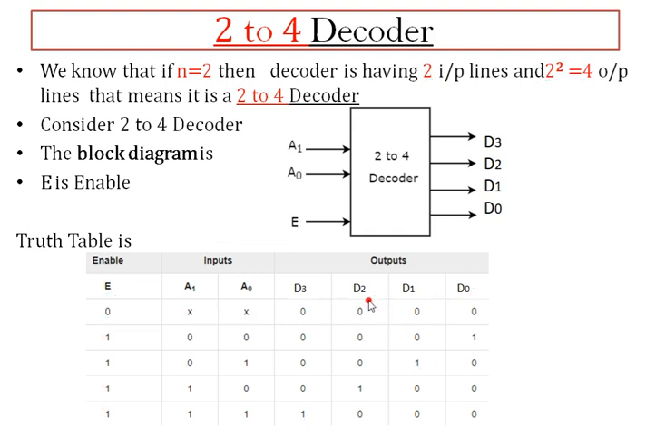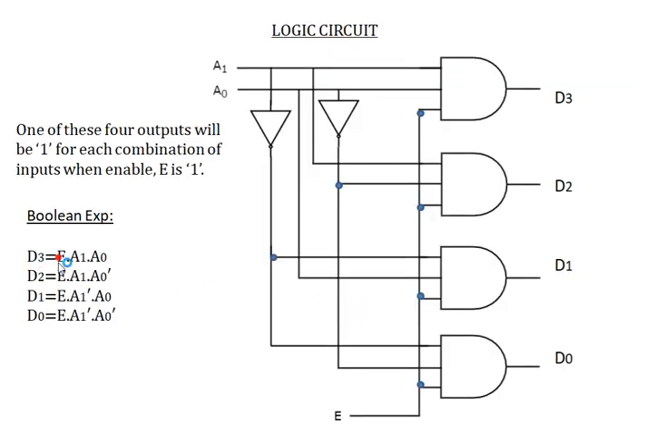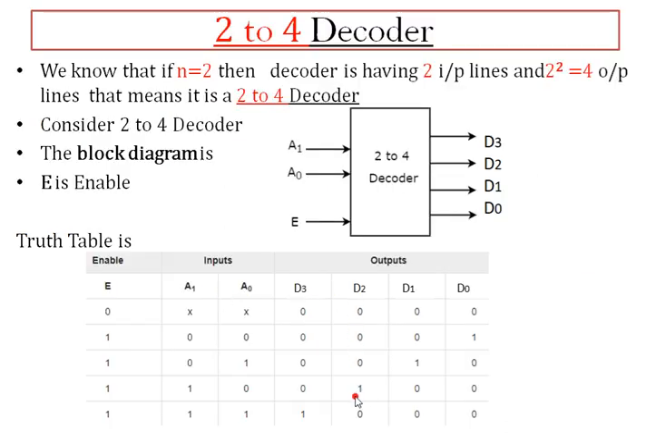Next, we need to derive Boolean expressions for D3, D2, D1 and D0. Observe D3. D3 is 1 for E 1, A1 1, A0 1. So D3 is 1 for this case, which is E, A1, A0. I have written here D3 equals E A1 A0.